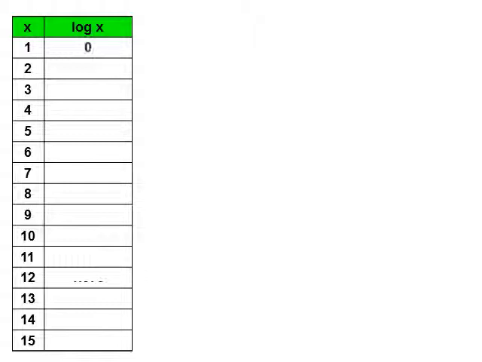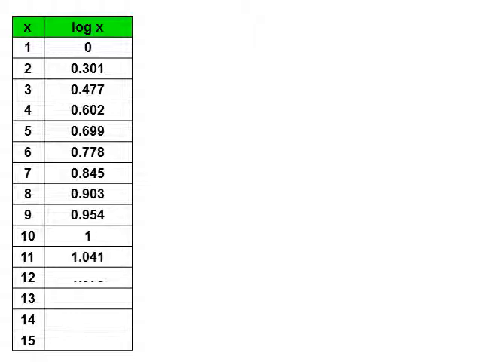So log of 1 is 0. So just put log 1, get the answer. Log 2 is 0.301. Log 3 is 0.477. Log 4 is 0.602. Log 5 is 0.699. Log 6 is 0.778. Log 7 is 0.845. Log 8 is 0.903. Log 9 is 0.954.